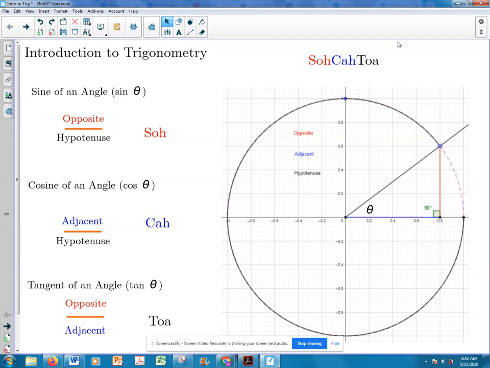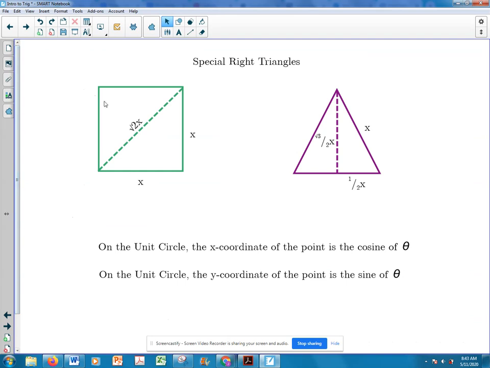One other thing I'm going to mention about tangent before we go on, because I probably won't talk about tangent as much as I'd like to. The opposite, that's the rise. Please see the red goes up and down. And then the blue, that's the run. So tangent is rise over run. Tangent we can associate with slope. File that away. All right, now we go to special right triangles.